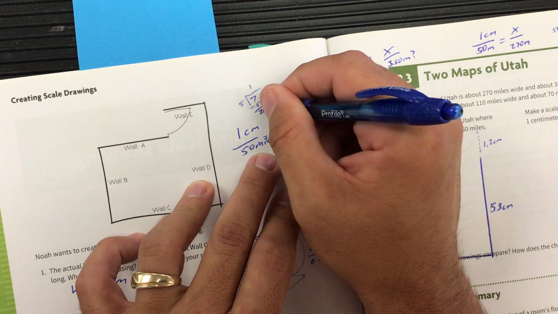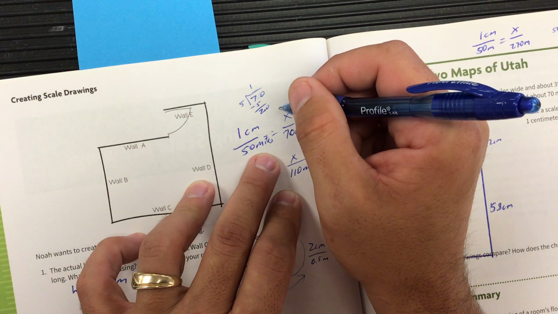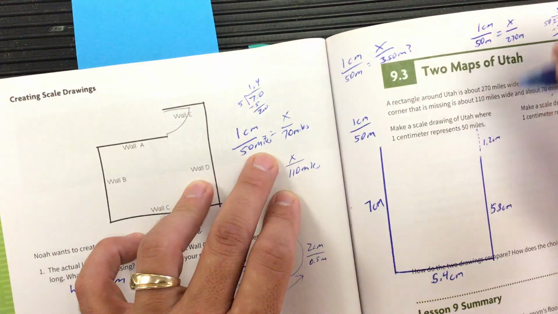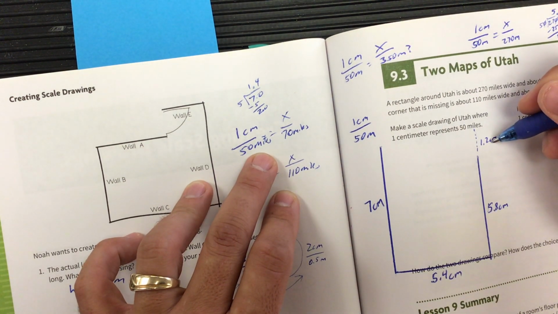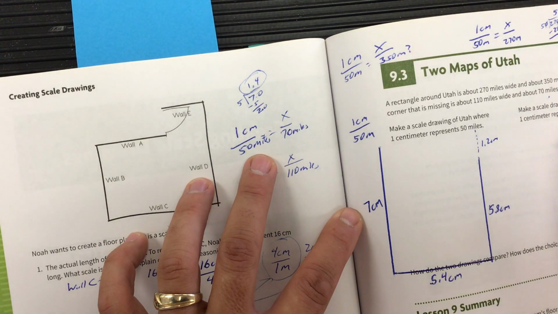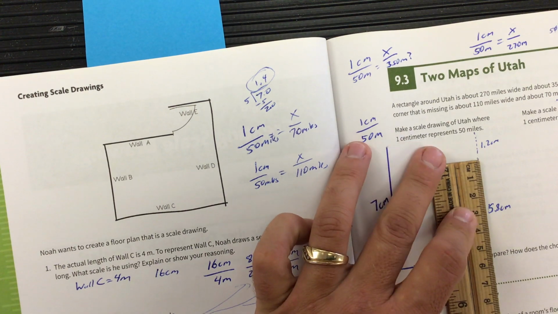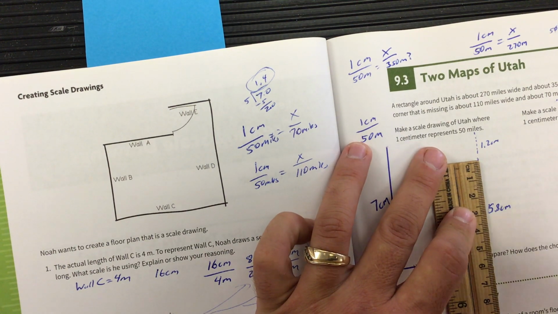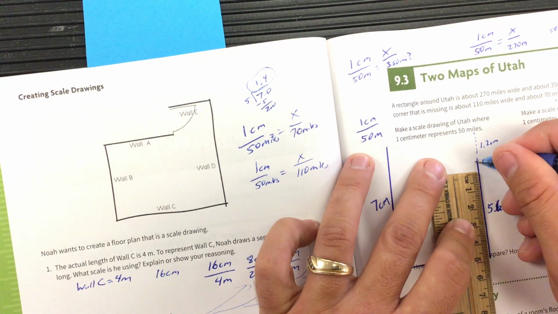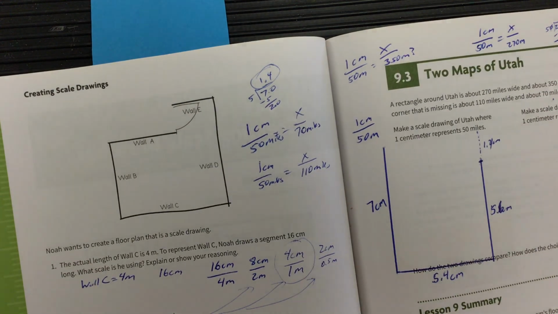Who said 1.2? Bro, did you say 1.2? For the last one, this one? It should actually be 1.4, the way it looks. So that's going to make our drawing a little more messy. It should only go up 5.6 and down 1.4.